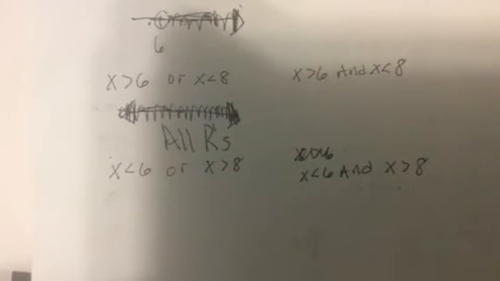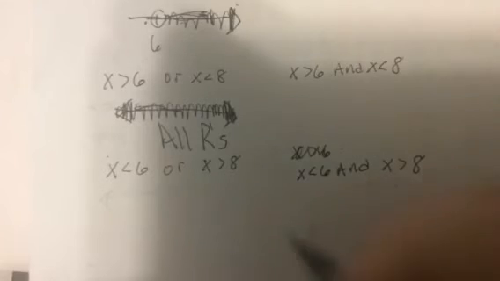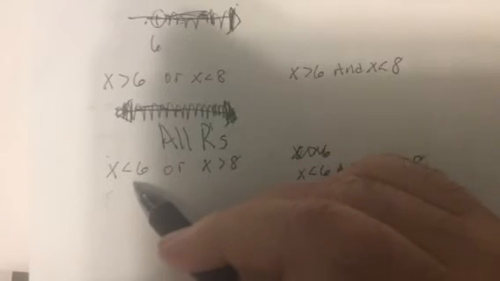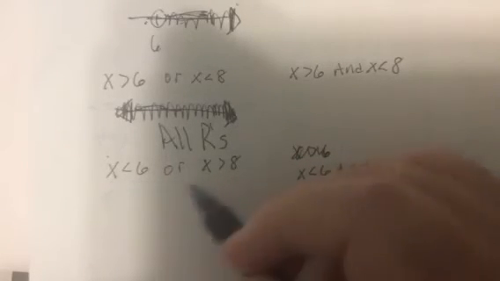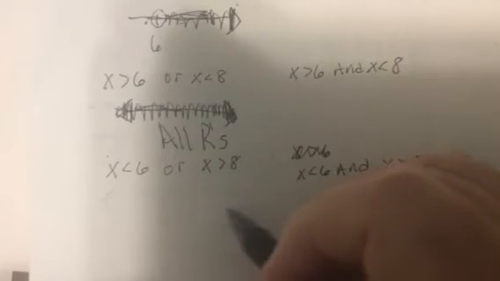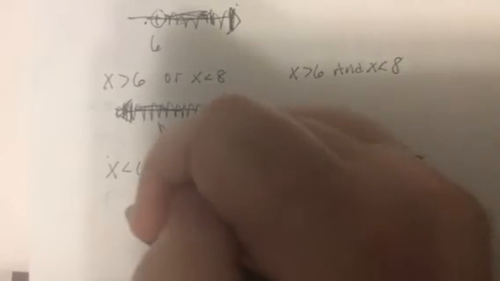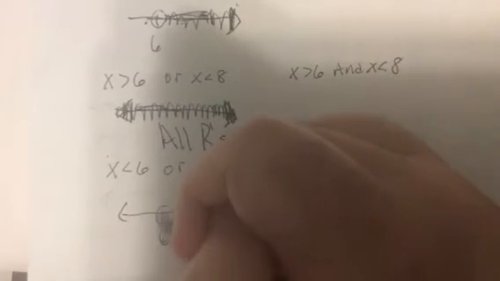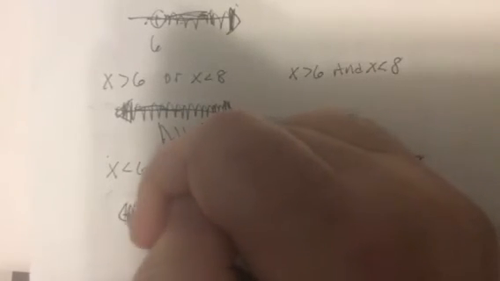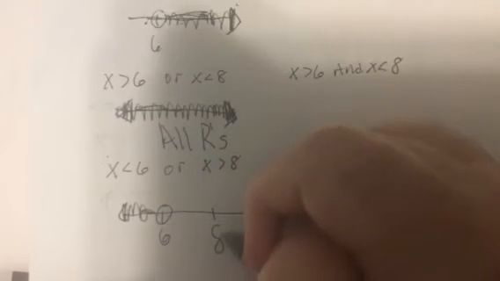Now, and can never be all reals because it's got to overlap. And you can't overlap the whole graph. Now here we got less than 6, so it's going this way. Greater than 8 would be over here, going this way with the space in between. It's or, so we include it all. 8.